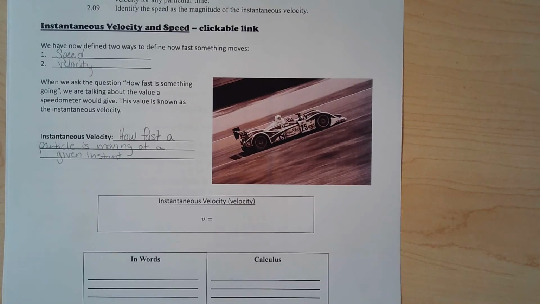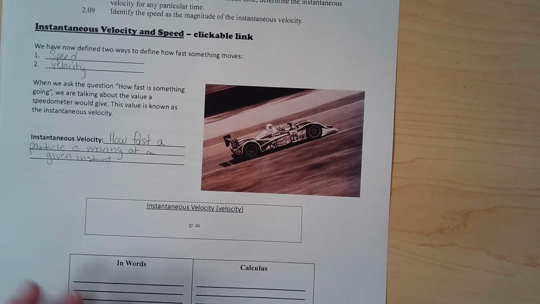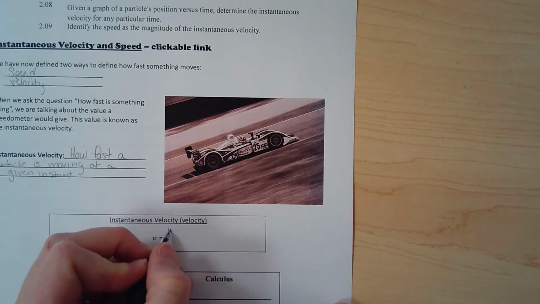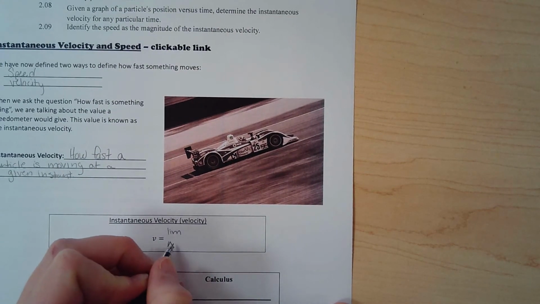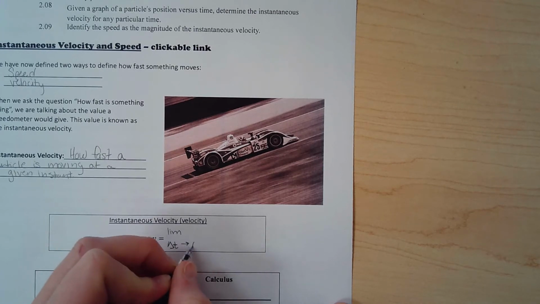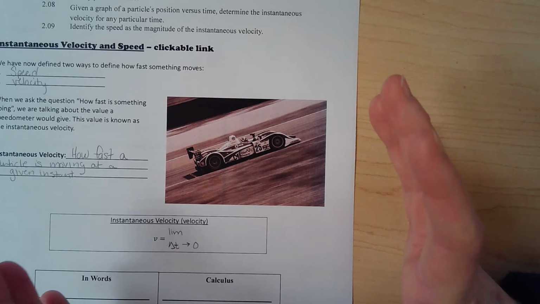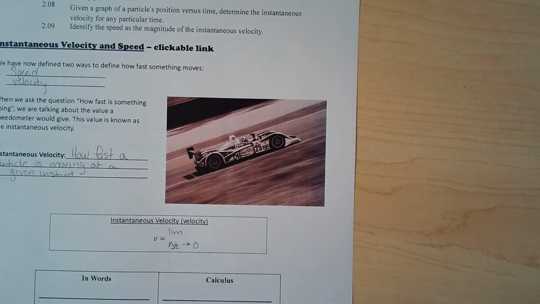So instantaneous velocity is defined by calculus. It is a limit as the change in time approaches zero. Now that means nothing to you if you haven't done limits in calculus yet, but what that means is you're looking for the time between two points to be as small as possible, and that is by definition the word instantaneous. So you want time to be really close, like that exact moment.